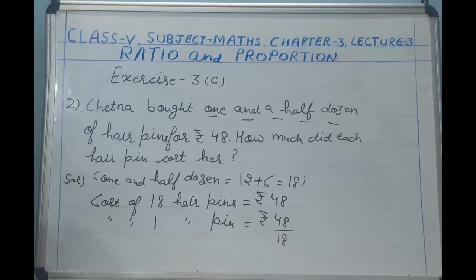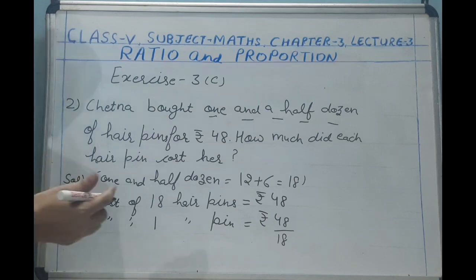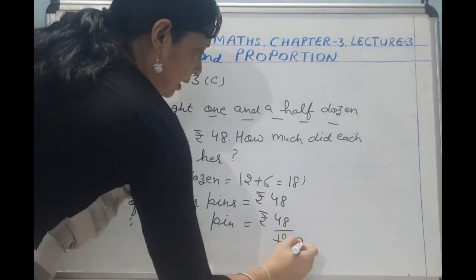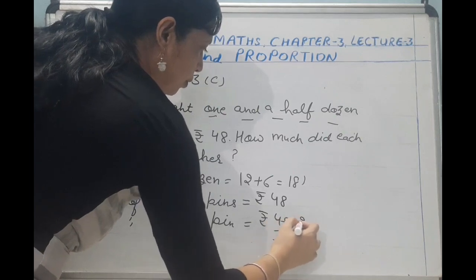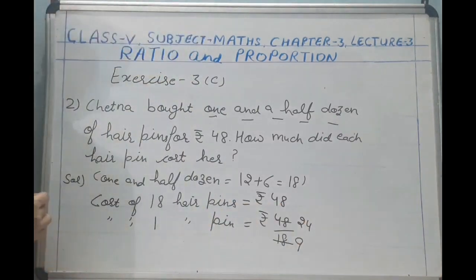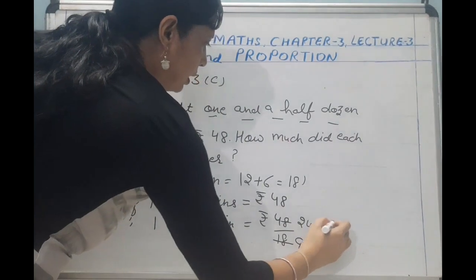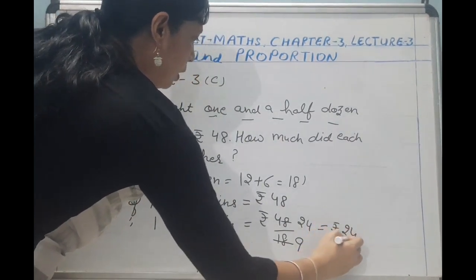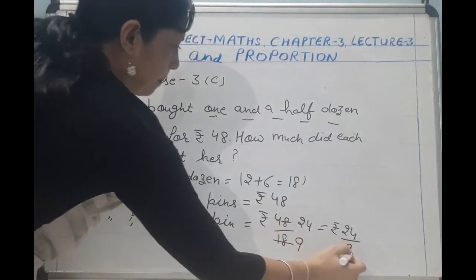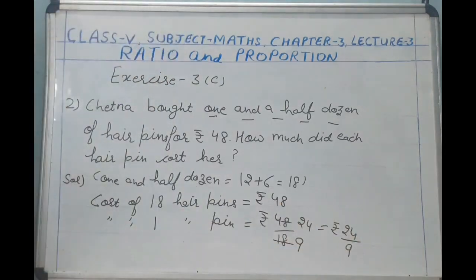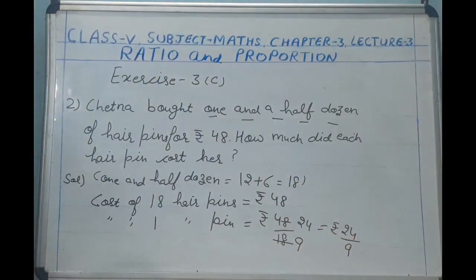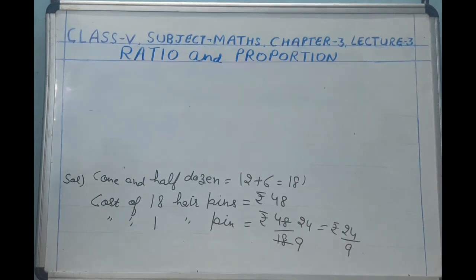Now you can do cancellation here first. 2 9s are 18, 2 2s are 4, 2 4s are 8. That is rupees 24 upon 9. As it is improper fraction, if the answer you are getting is in improper fraction, it will be converted into mixed fraction or in decimal form. So we will convert it into decimal form.